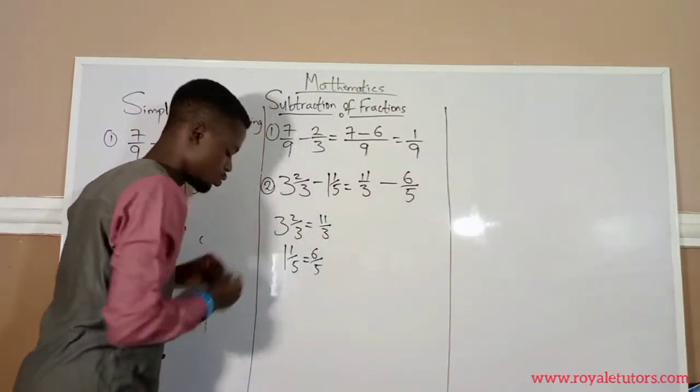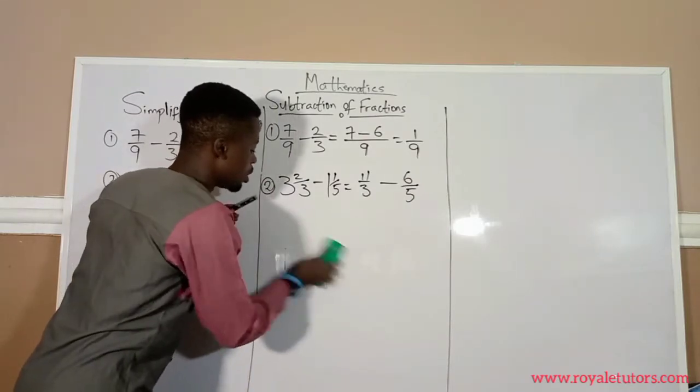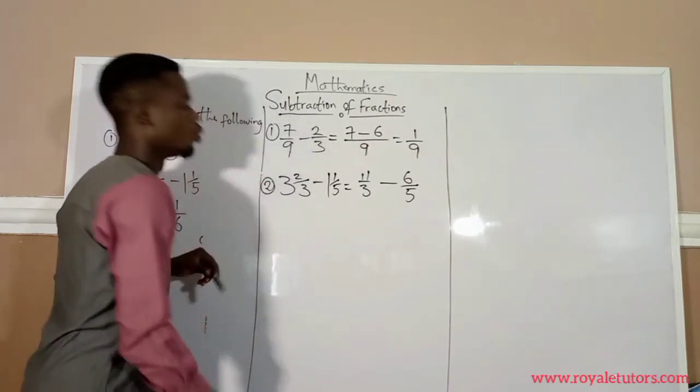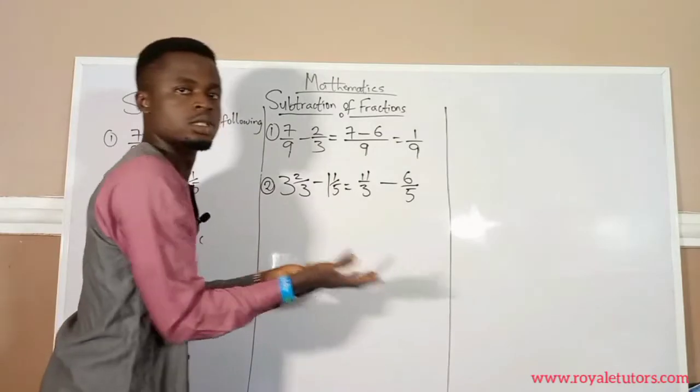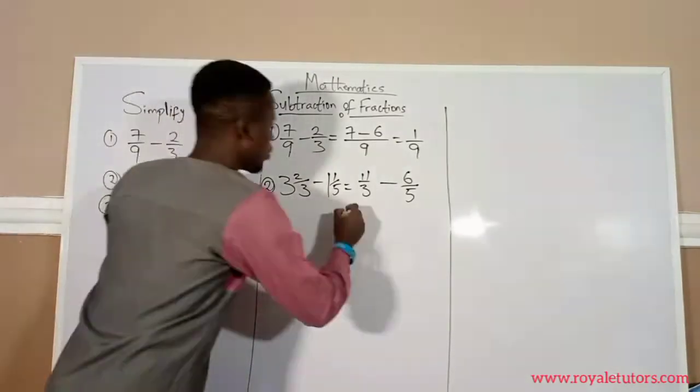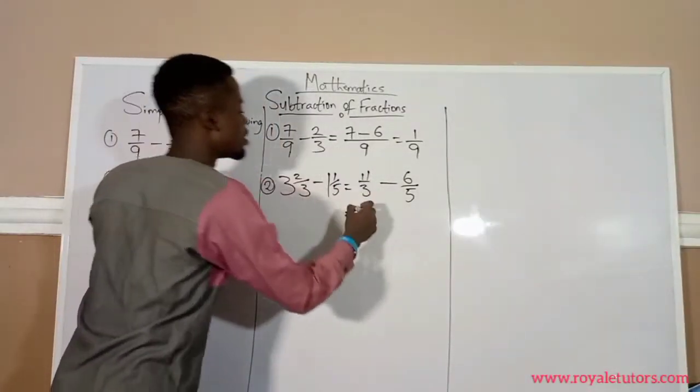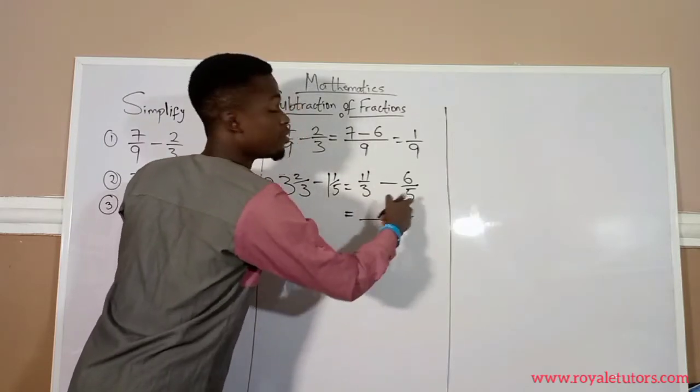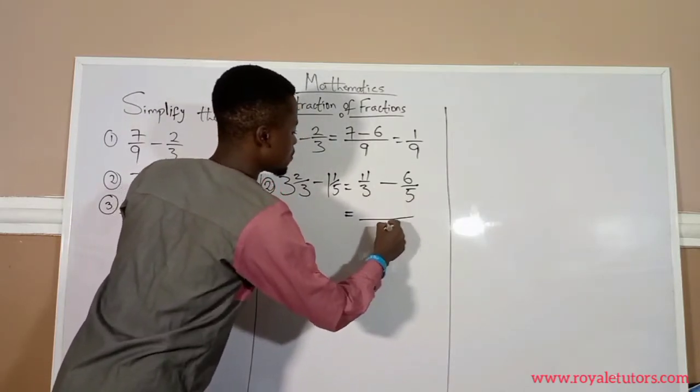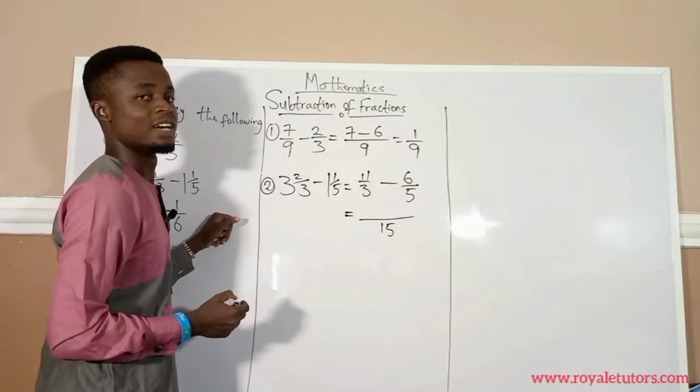We've changed the two fractions to improper fractions. Okay, so we can now go ahead and find the subtraction. What do we do? Just like we did this one, we first look for the LCM. LCM of 3 and 5 is 15.